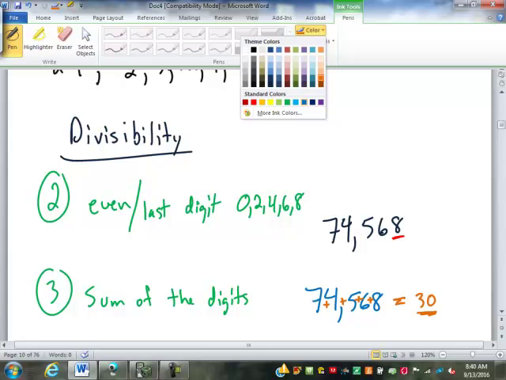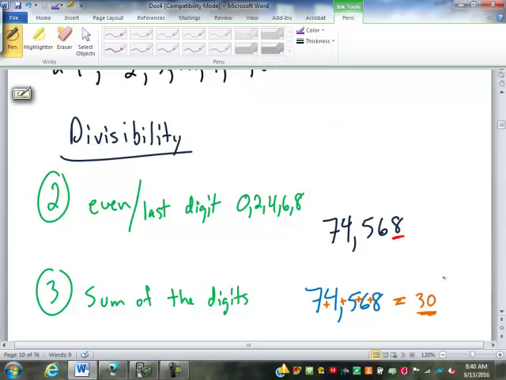One of the cool things about this, let's say I'm not sure if 30 is divisible by 3. I can just do 3 plus 0 is 3, and I know 3 is divisible by 3. So therefore 30 is divisible by 3, and the 74,568 is divisible by 3.